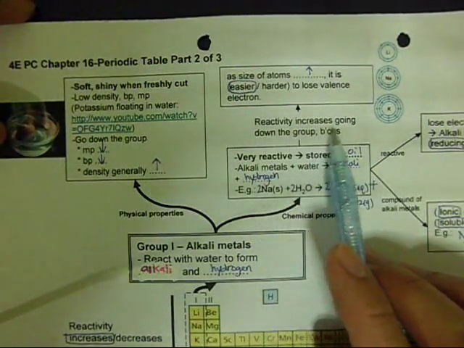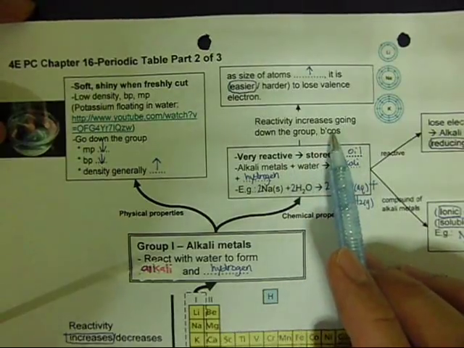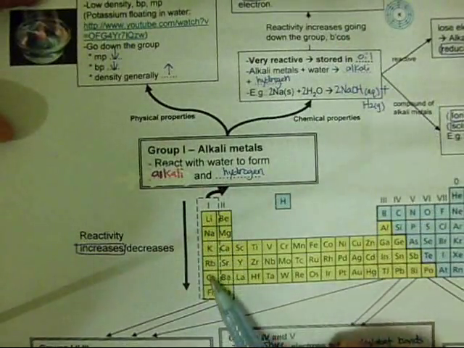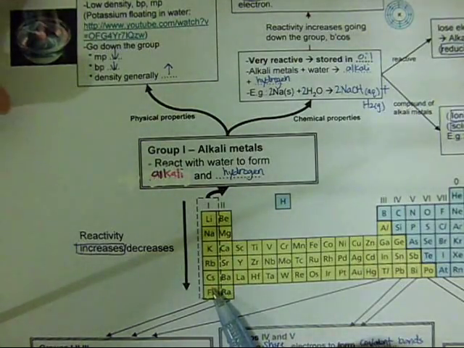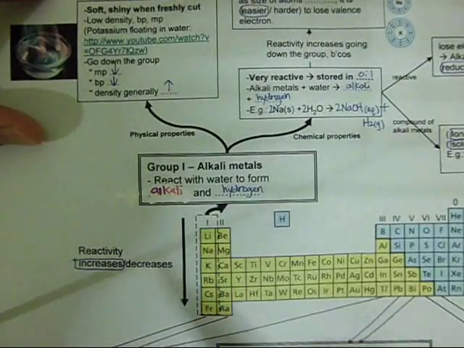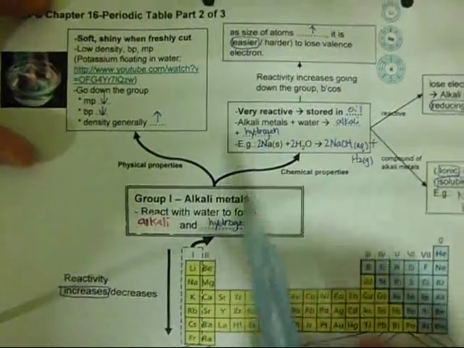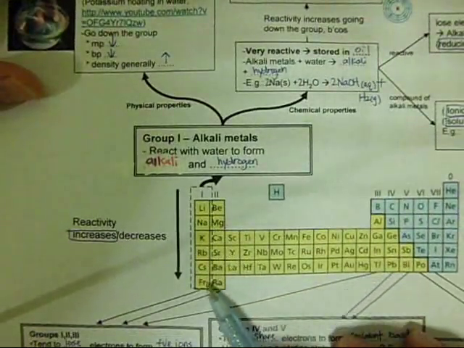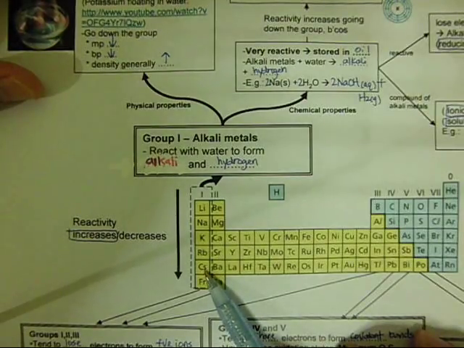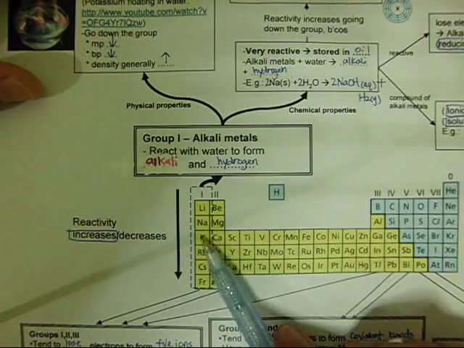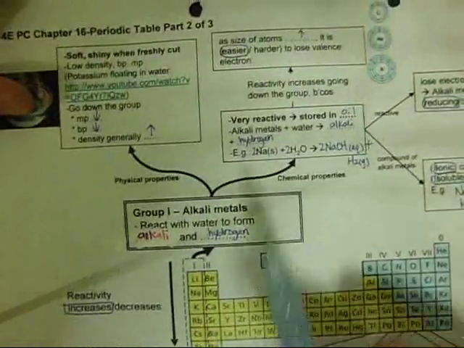Now, reactivity increases going down the group. Why? Just now we learned that atomic size and metallic property increase going down the group, and the reactivity of the metals also increases. That means the most reactive element among the group 1 elements is francium, followed by Cs, which stands for cesium, then rubidium, potassium, sodium, and lithium.